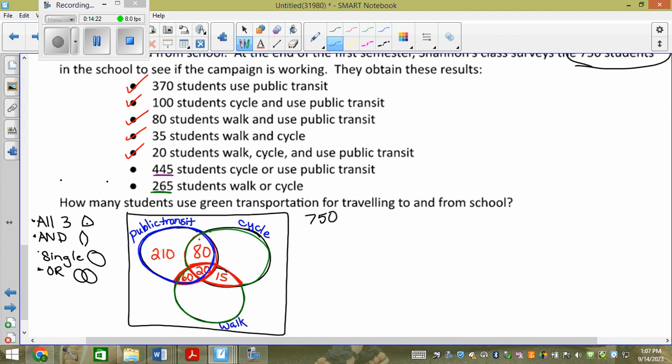This one is 445 students cycled or used public transit. So we look at the cycle or public transit snowman. Can we do this one? Yes, there's only one piece of information missing, right? It's just this piece here. So we're going to take 445 and subtract 385. And what do we get? Type in your calculators if you don't know. Because this is 370, 385. So what's 445 minus 385?